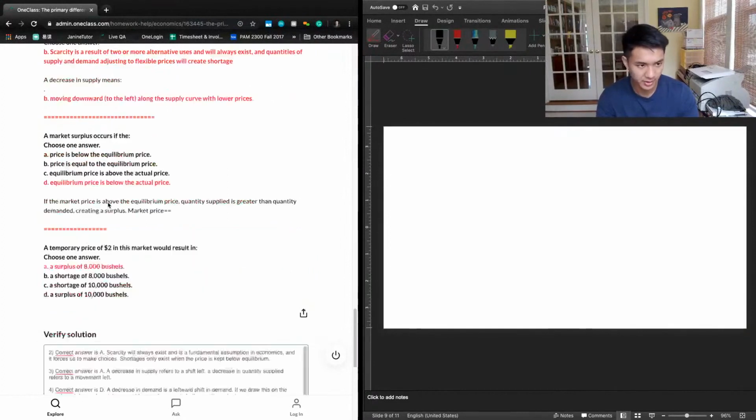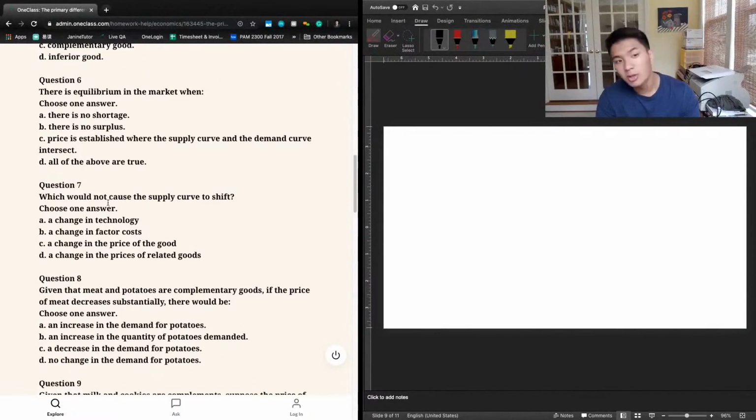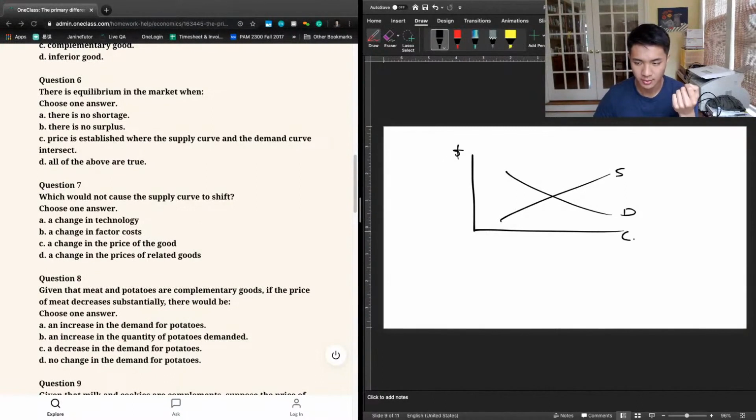Okay, let's go to 6. 6 says, there's equilibrium in the market when A, there is no shortage, B, there is no surplus, C, price is established where supply curve and demand curve intersect, and D, all of the above are true. And so we can draw this out really quickly. Equilibrium in the market, we know it looks like the intersection of supply and demand. And we see here that, yep, price is established where supply curve and demand curve intersect right here. Yep, P here.